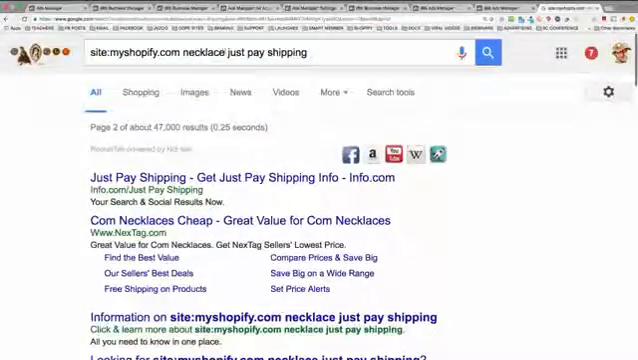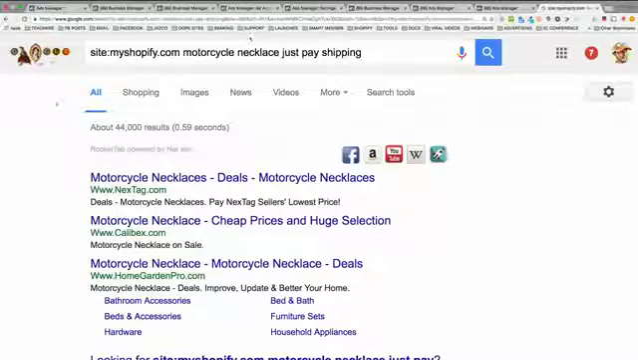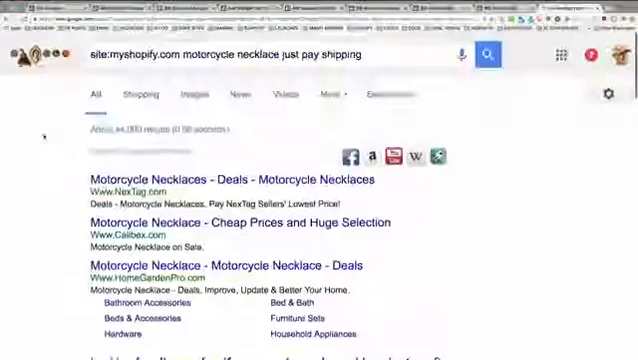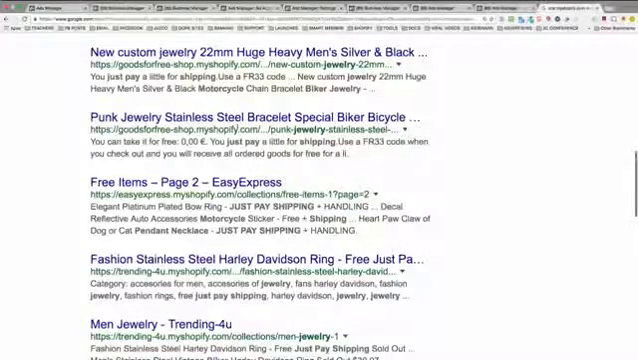Now, I just typed in the word necklace, right? Well, what you could also do is type in a keyword before that, like motorcycle. So site:myshopify.com space motorcycle necklace, just pay shipping. And you can start going in here and look at all of these different things. Punk jewelry, stainless steel bracelet, special biker bracelet. So there's all this stuff.